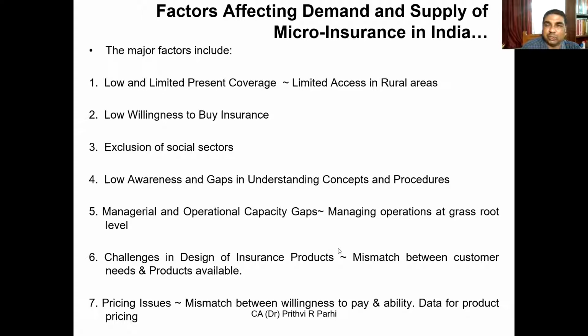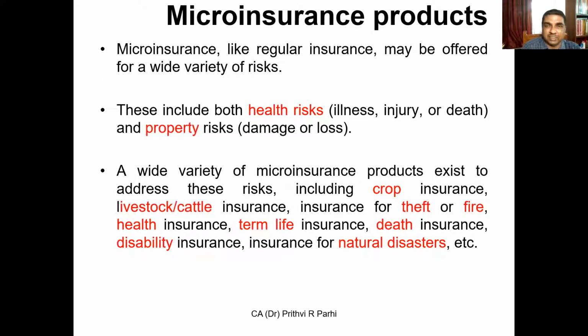And pricing is one more issue. How to decide the premium, since it is intended for people who have low income. So the fixation of premium is a big challenge, and the premium should be fixed in such a way that the pool created out of that premium should be able to meet the loss which may be possible in future. So those challenges are there.